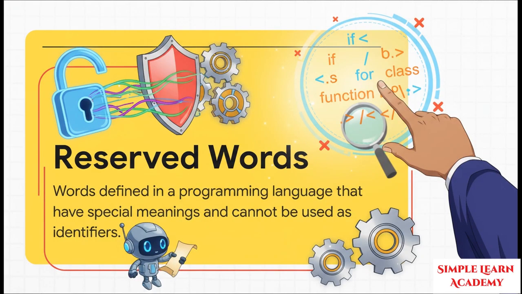Okay, next up we have reserved words. Now, if identifiers are the nouns, the labels for things, then reserved words are the verbs. They're the action words. They have special built-in meanings that the programming language already understands. Words like if, then, and while. And because they're so important, they're reserved. You can't use them as your own labels.